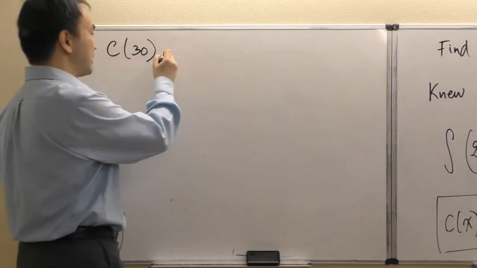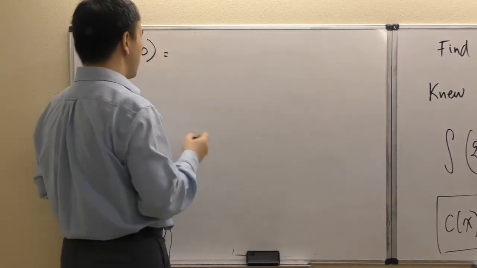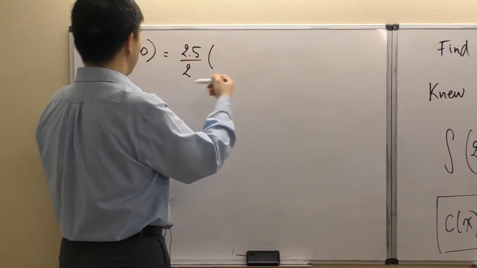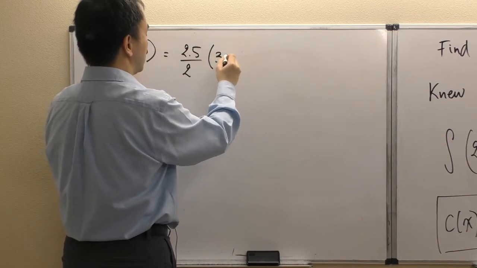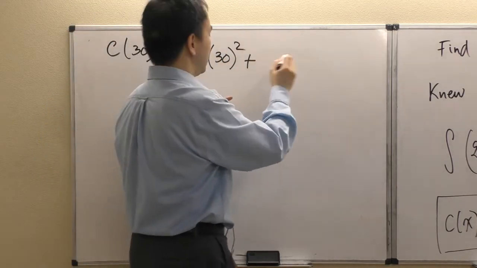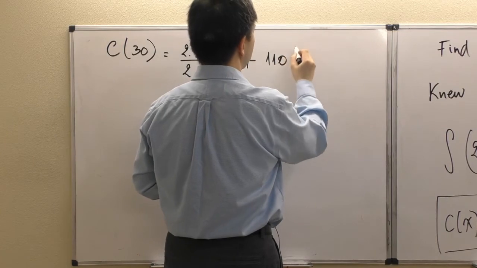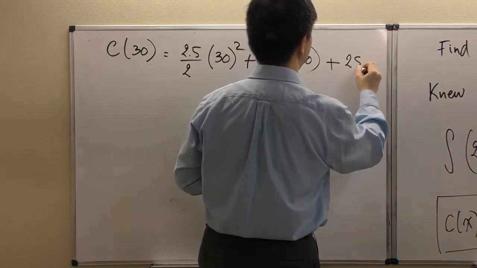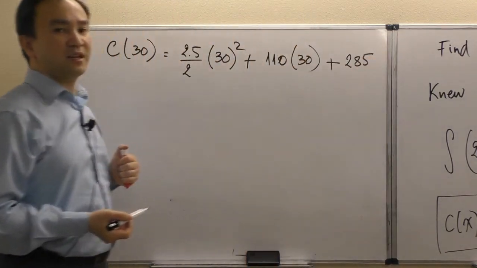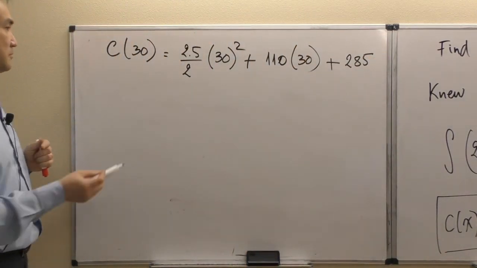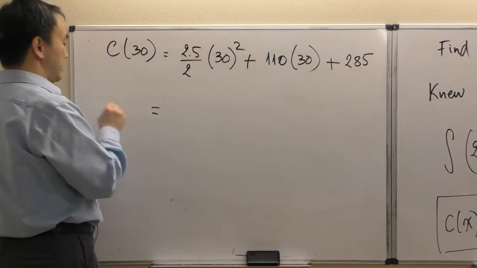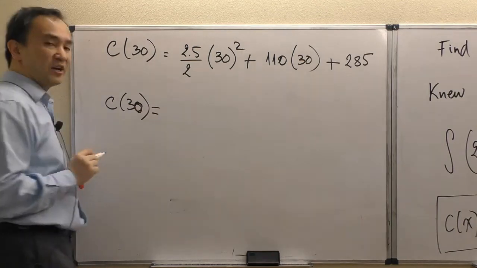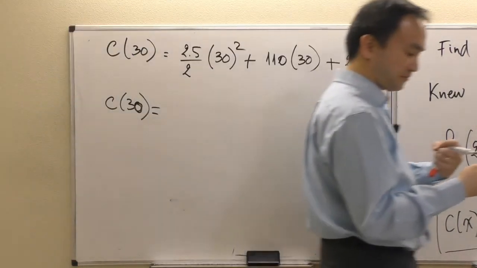And so according to our final total cost function, it's 2.5 over 2 times the input variable. This time it's 30, so 30 squared, plus 110 times 30 substituted for x, plus 285. Okay, and so now I am going to again step out for a quick calculation for the final value of the total cost.